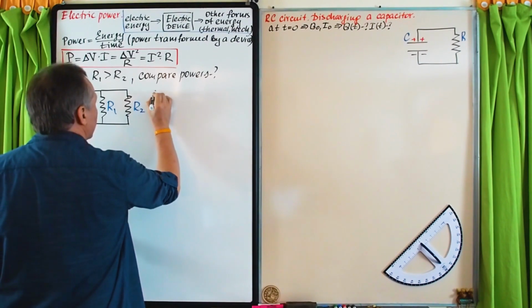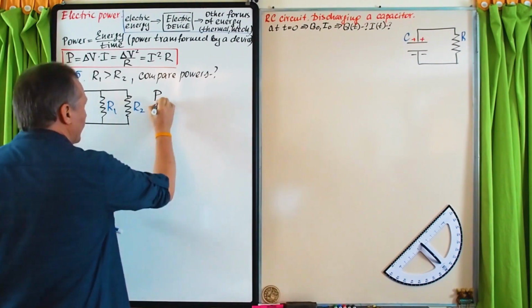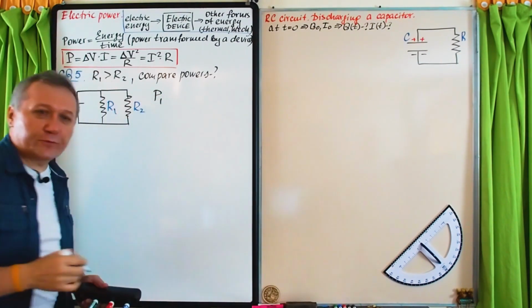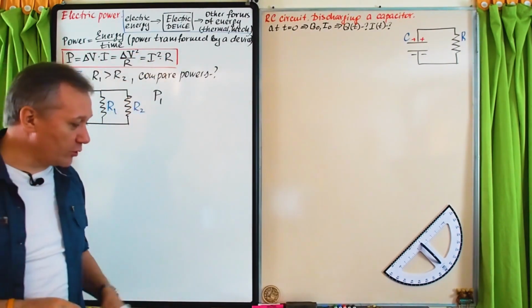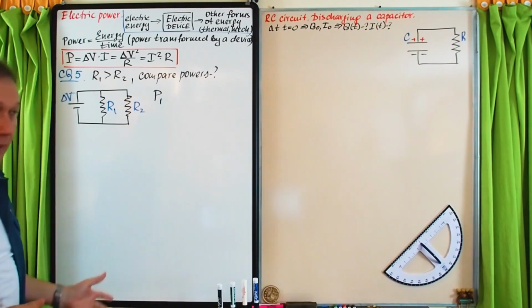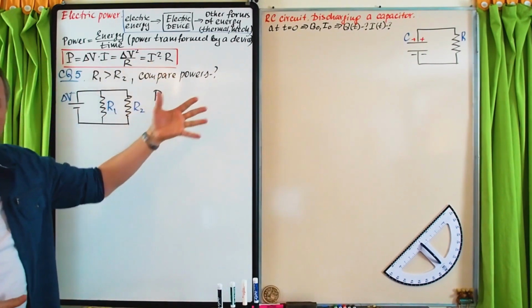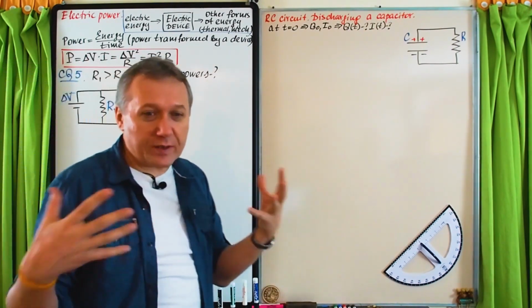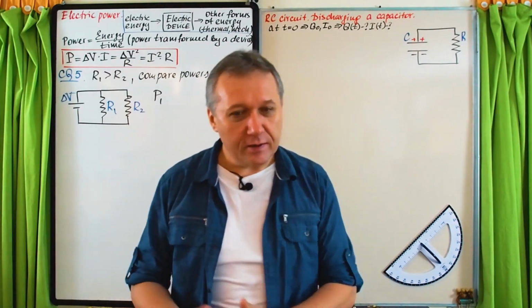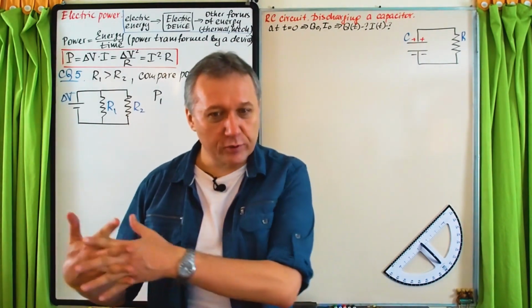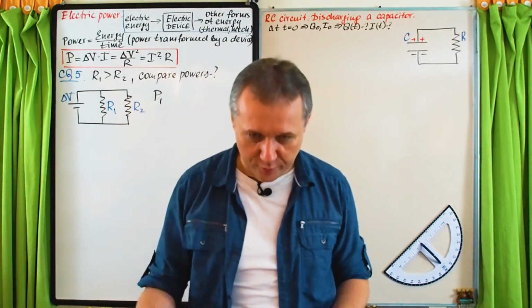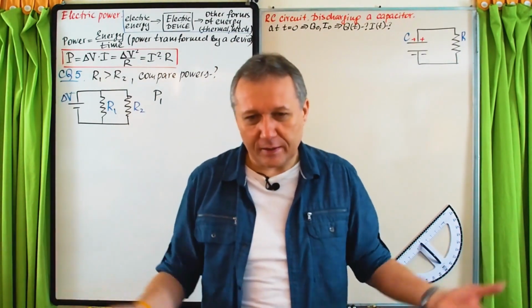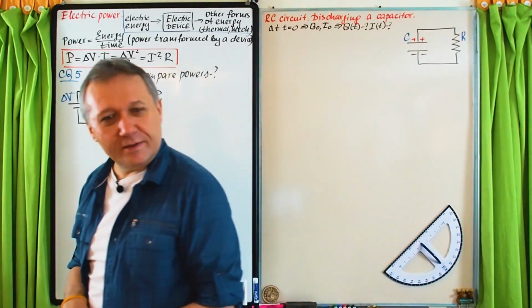So let me write over here P1. No, you know what? Let's first make a decision which formula is better to use. Again, you can use any of them, but one of them will be easier to use than the other two. Because if you try to use the other two formulas, you will have to make one additional step and use Ohm's law. Why would you make an additional step if there is an easier way?